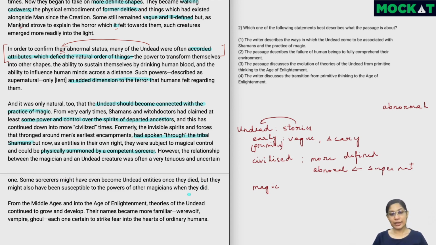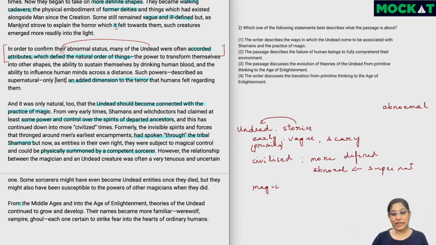So this connection between the magicians, the shamans, these witch doctors and the undead: while they claim to have power over them, they could basically summon the spirits, make them speak through them, or physically summon them. This connection was a weak and uncertain one, and sometimes these shamans or magicians themselves could end up becoming the undead. So this is one more attribute that we have about the undead.